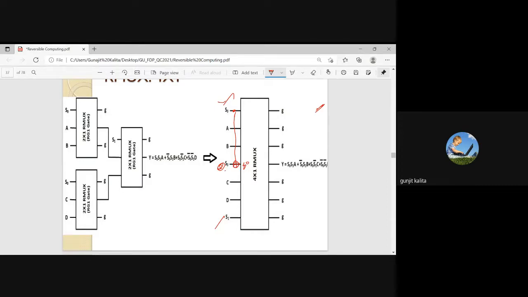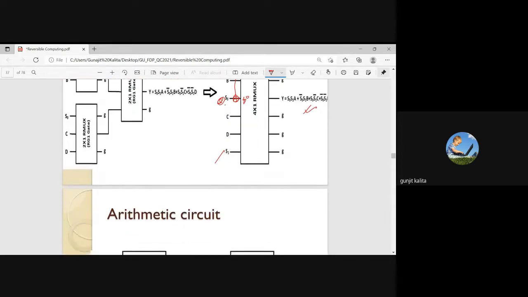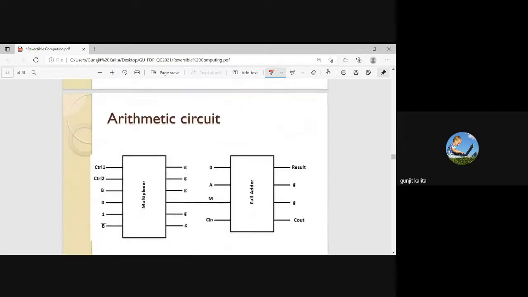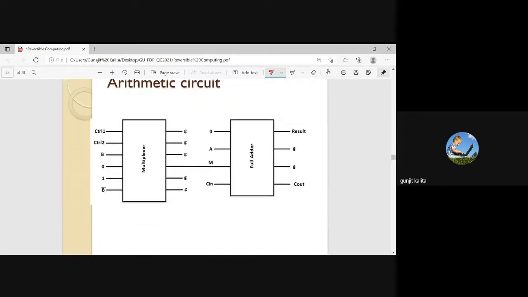So you will do this. So two control lines, S0 and S1. These are your inputs, and here if you see, this is your output of the multiplexer. These are all unused, garbage. Now we'll use this 4x1 multiplexer and the full adder that we have seen. If you combine this multiplexer with this full adder, now this will give you the full adder. If you see, the sum part, and this is the carry part.